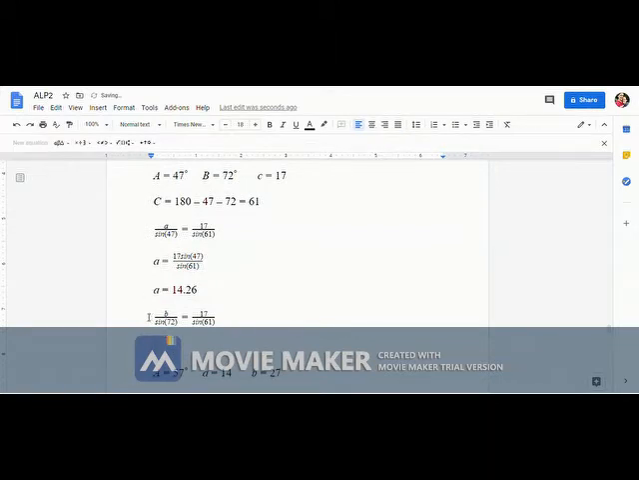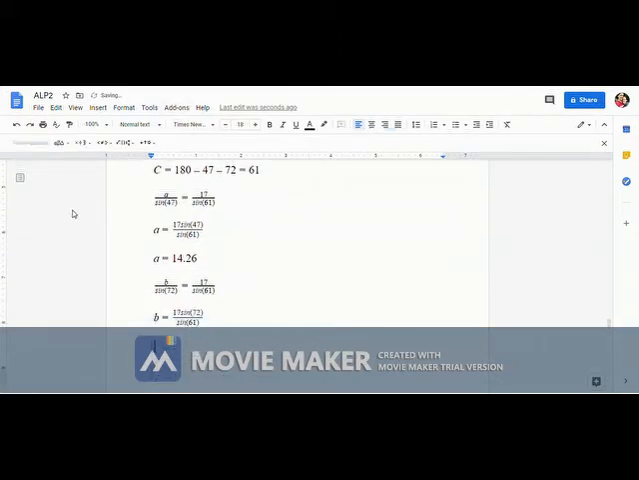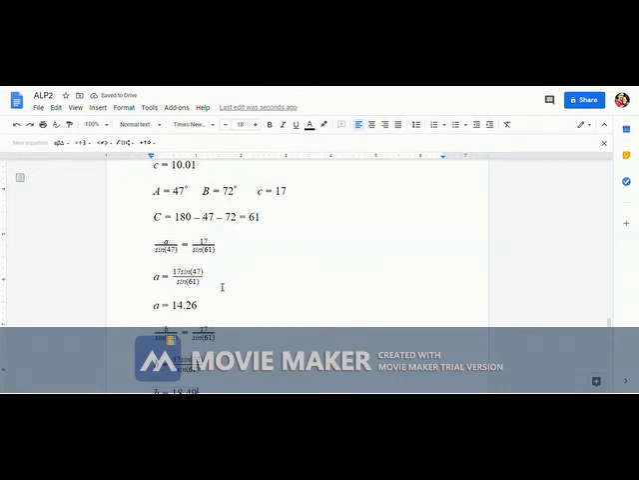Multiply both sides by sine 72. We get B equals 17 sine 72 over sine 61. Just simple as putting that into a calculator. And we get side B equals 18.49. Alright, and we can see that those solutions, they make sense.